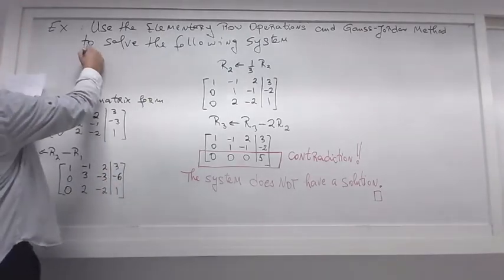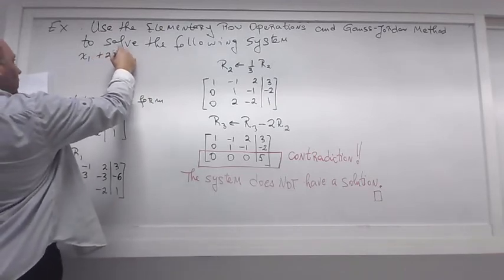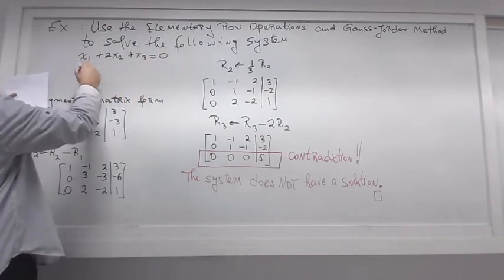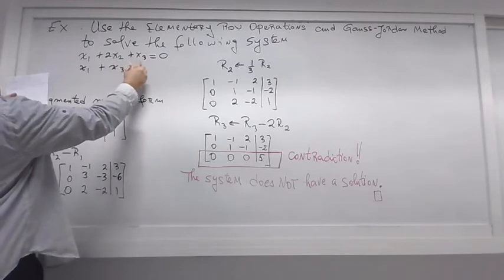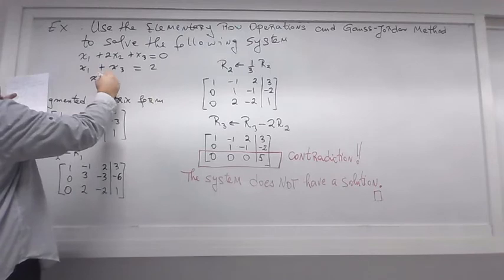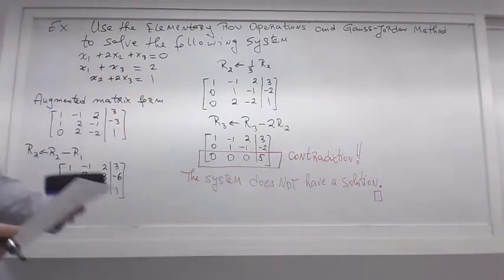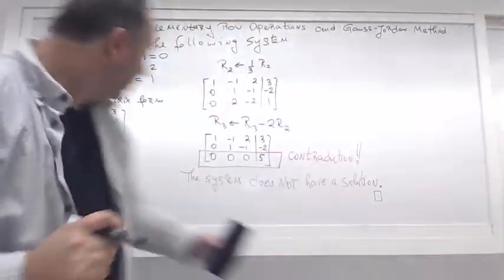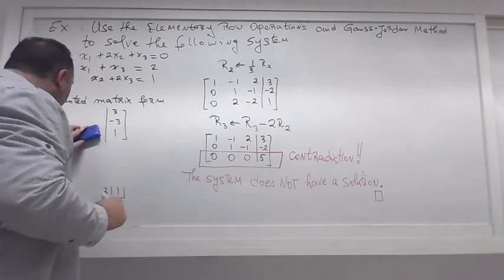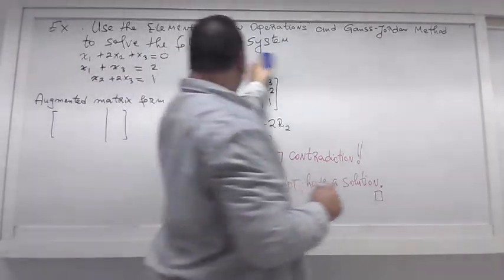So I have x1 plus 2x2 plus x3 equals 0, and x1 plus x3 equal to 2, and then x2 plus 2x3 equal to 1. Gorgeous. So write augmented matrix form, we'll do that. So all this is useless now. All this goes.